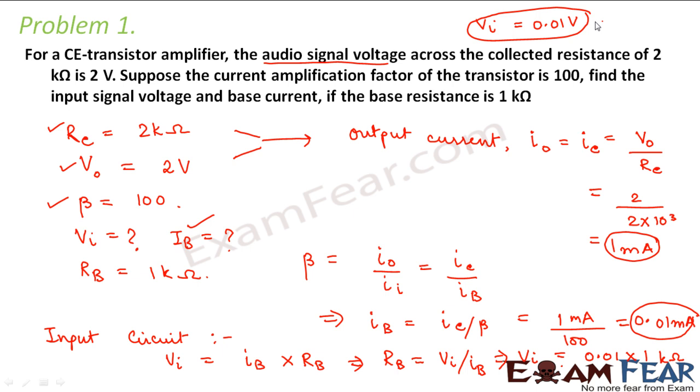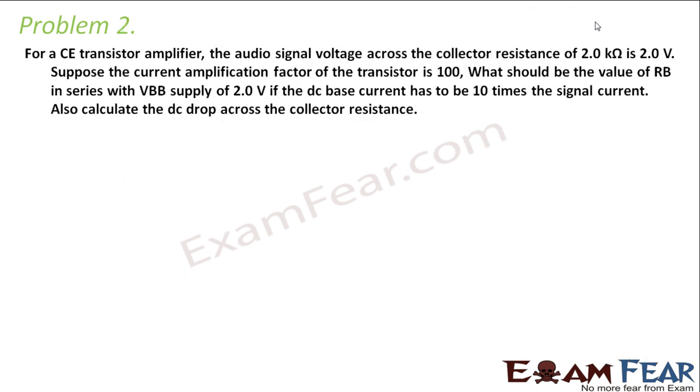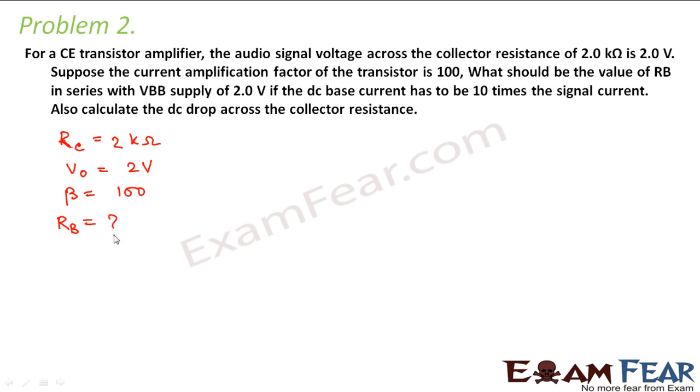Okay. So let us look at the second problem. It says that for a common emitter transistor amplifier, the audio signal voltage applied across the collector resistance of 2 kilo ohms is 2 volts. So again here also it is given that the collector resistance, that is RC, is equal to 2 kilo ohms and the voltage across RC, that is V output, is 2 volts. Suppose the current amplification factor beta is 100. What should be the value of RB in series with VBB power supply of 2 volts?